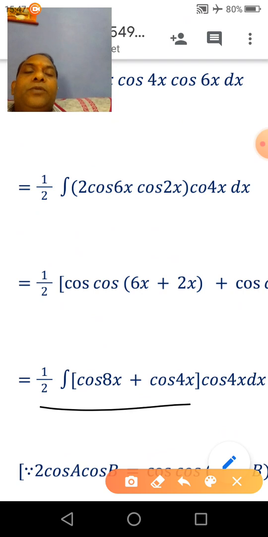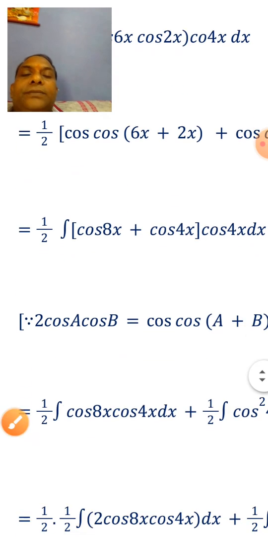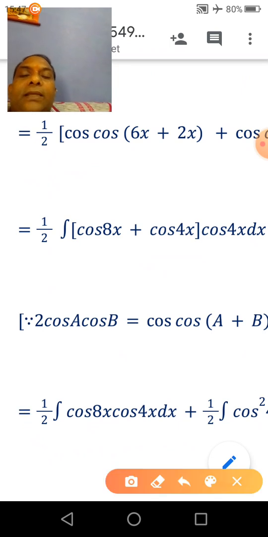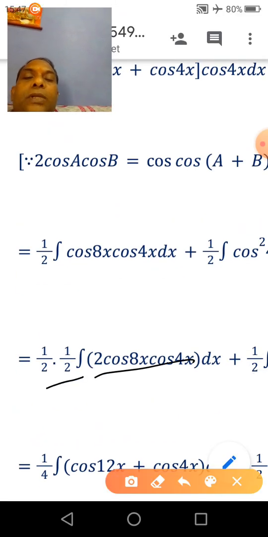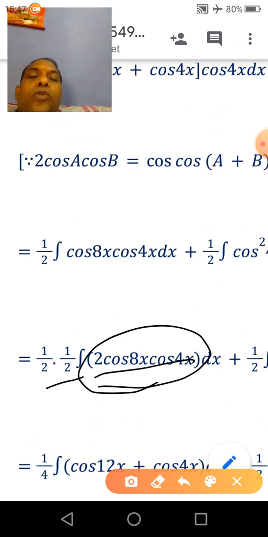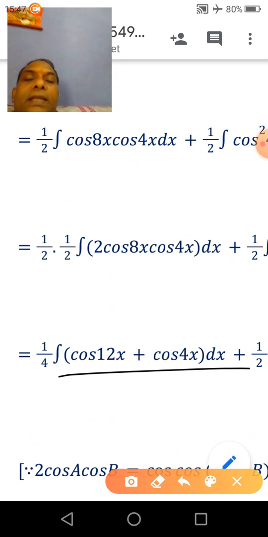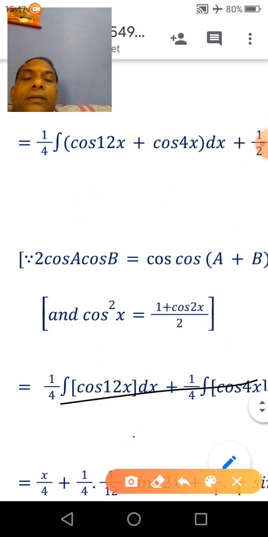Then you have this portion. Now again multiply, then you have 2 portions. Now apply. Now again multiply and divide it by 2. Now again apply here 2 cos x cos y identity. Clear? Then you can integrate it easily. Then you have the answer.